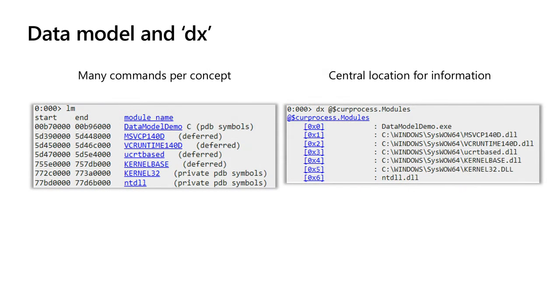In addition to native types and visualizing those, we have kind of a central knowledge, or a central database, to store everything that you have that's important. So over here I have the lm command, which those of you who have a bunch of commands memorized know lists loaded modules. And if you want to get the specific information on a single module, you need to do lmv and then the module name. There's a ton of concepts in WinDbg that make it really difficult to approach and that we're trying to get rid of. So if you look here, I have dx curprocess.modules.